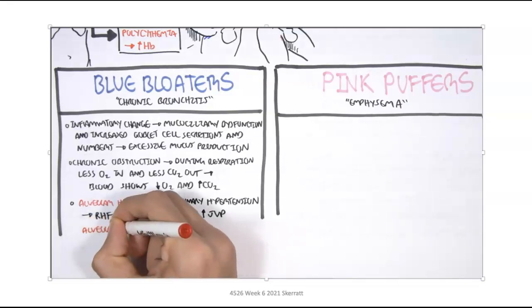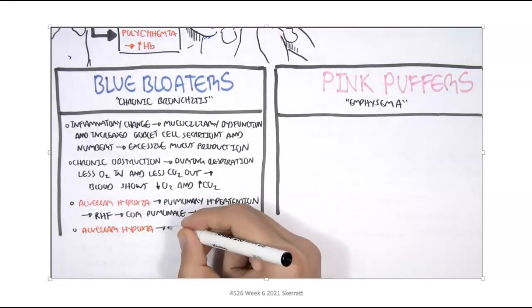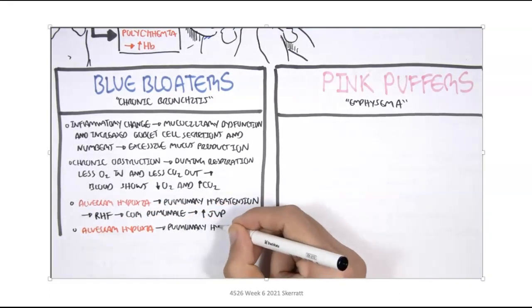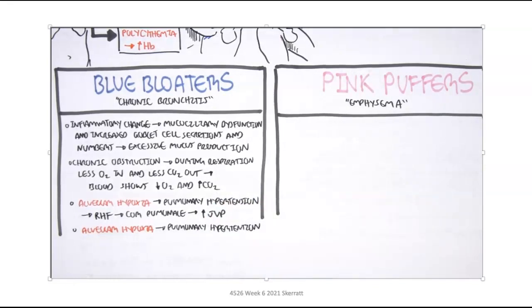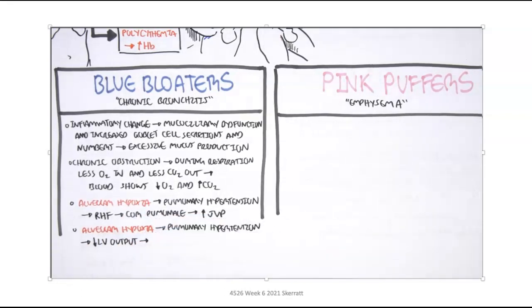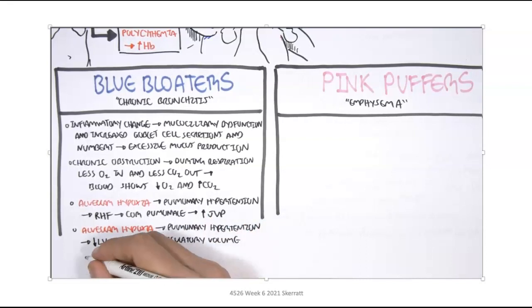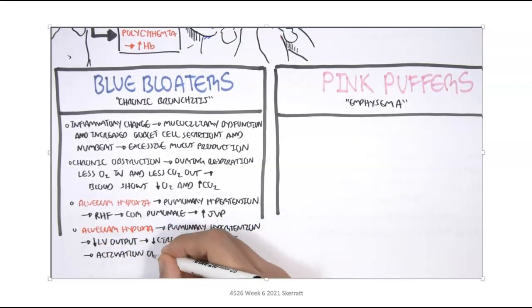Now, going back to the alveolar hypoxia again, remember that the pulmonary vasoconstriction of some vessels leads to pulmonary hypertension. So pulmonary hypertension leads to less blood going to the left side of the heart, which means that there can be a decrease in left ventricular cardiac output, and this means a decrease in circulatory volume.